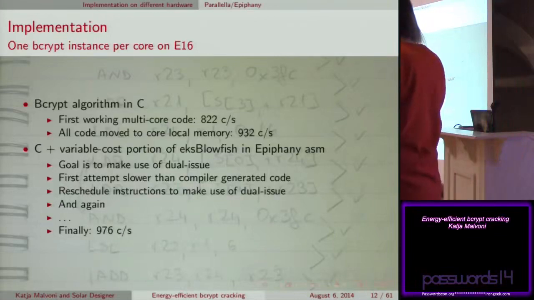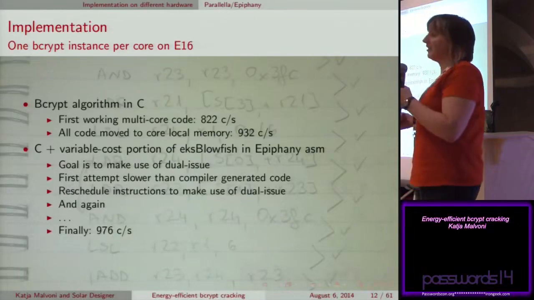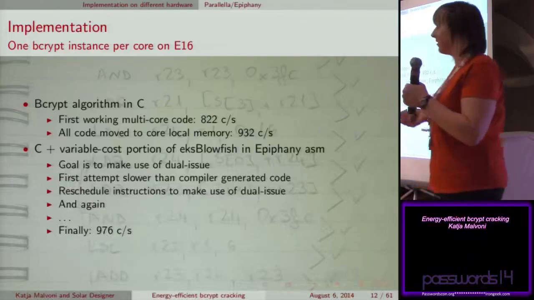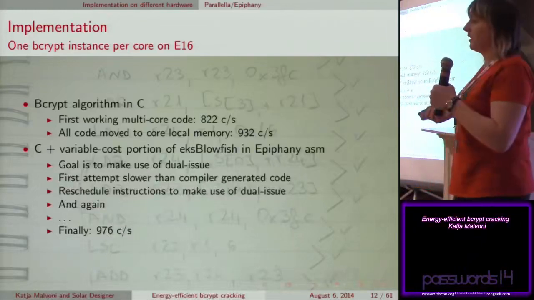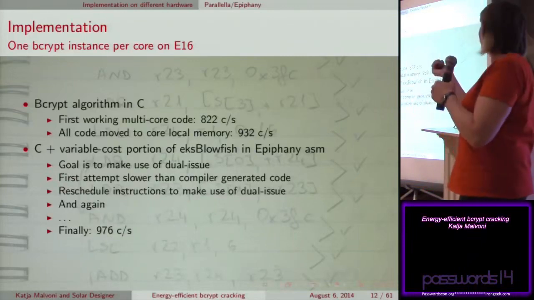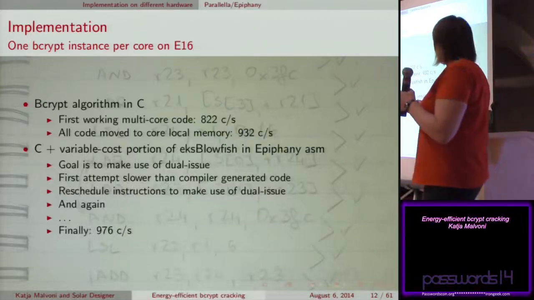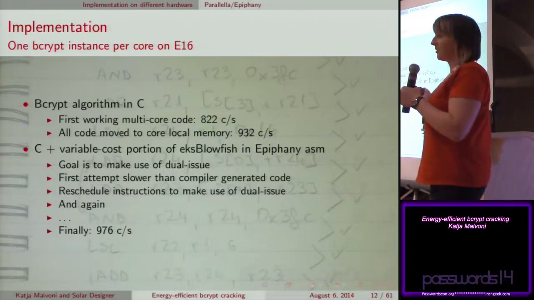What you see here behind is one of the tries of scheduling instructions. And, well, it was a really bad one. After it, a few times it locked up the board, and later it was slower than compiler-generated code. So I had to try again, and sometimes see a sunrise, and finally get to 976 cracks per second. Well, a lot of work for 40 cracks per second on cost 5, but for cost 10 or 12, fairly significant.